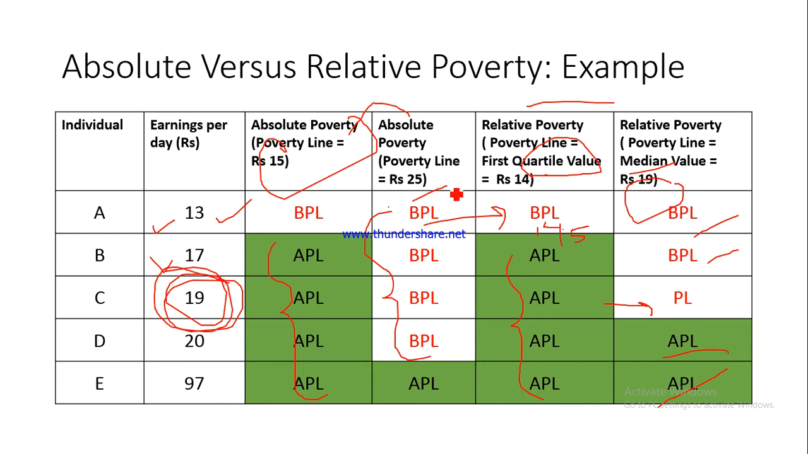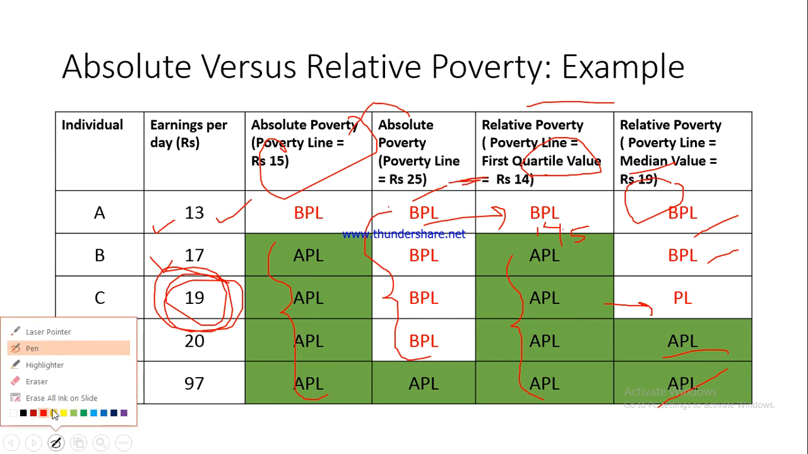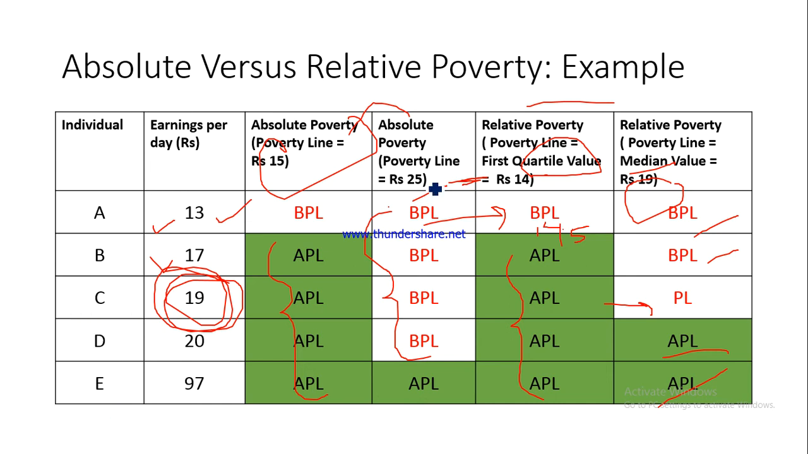If you raise the poverty line, which happened in this particular case, what will happen? The number of BPLs would increase. Likewise it happened here also, when instead of the first quartile value as the poverty line, I took the median value as the poverty line. The first quartile value was 14, the median value was 19. You saw that there was an increase in the number of people below poverty line. Earlier there was just one, but now in this case there were two of them who were below poverty line. Fine. So this is number one.